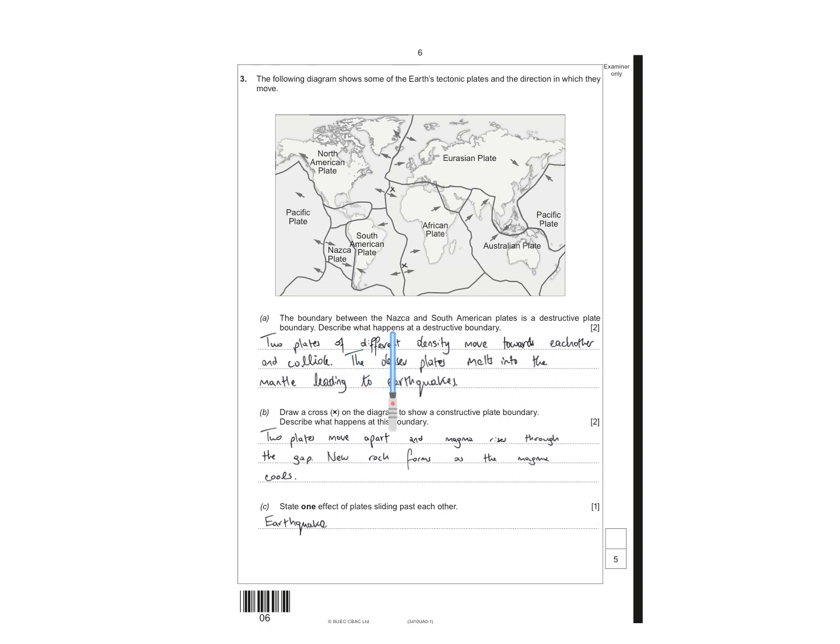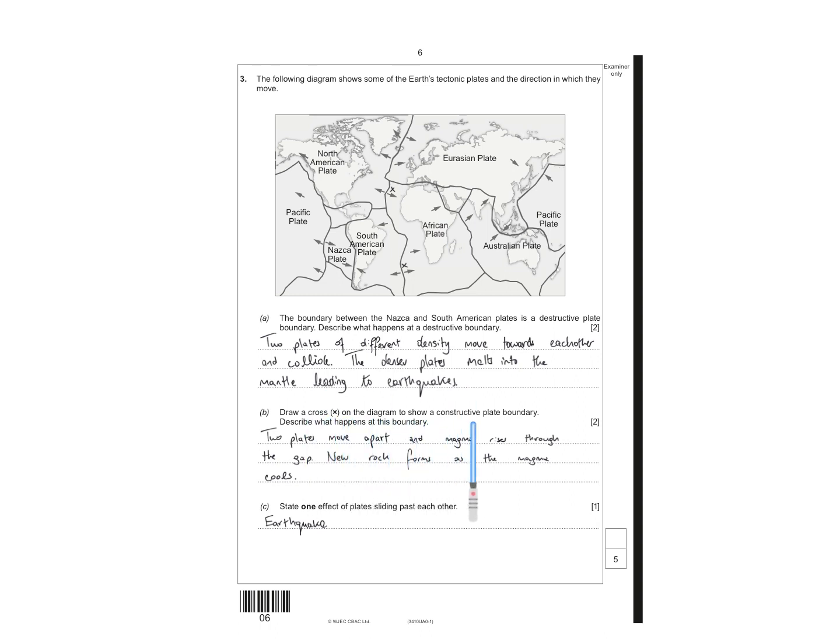The boundary between the Nazca and South American plates is a destructive plate boundary. Describe what happens at a destructive boundary. Two plates of different density move towards each other and collide. The denser plate melts into the mantle, leading to earthquakes. We could have also put volcanoes there.